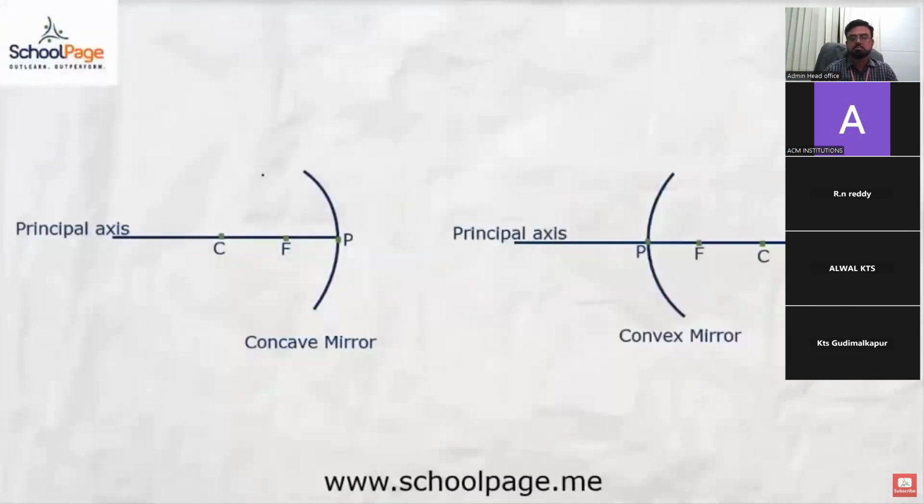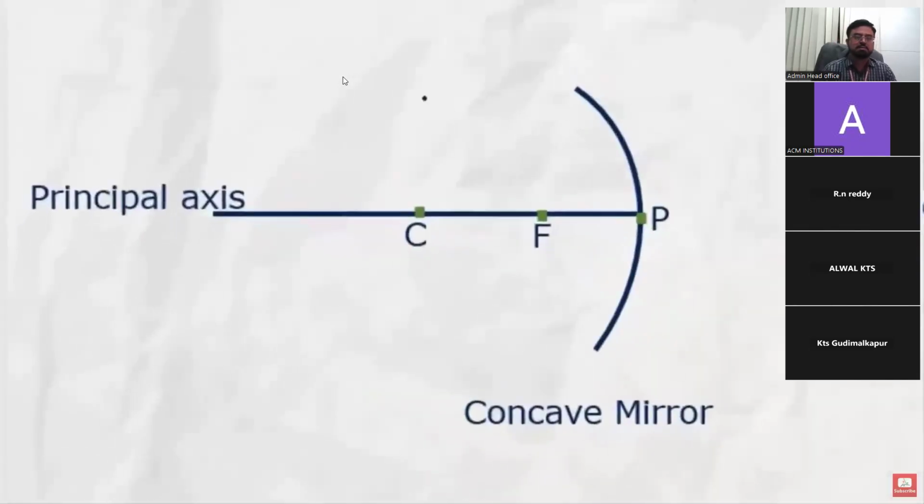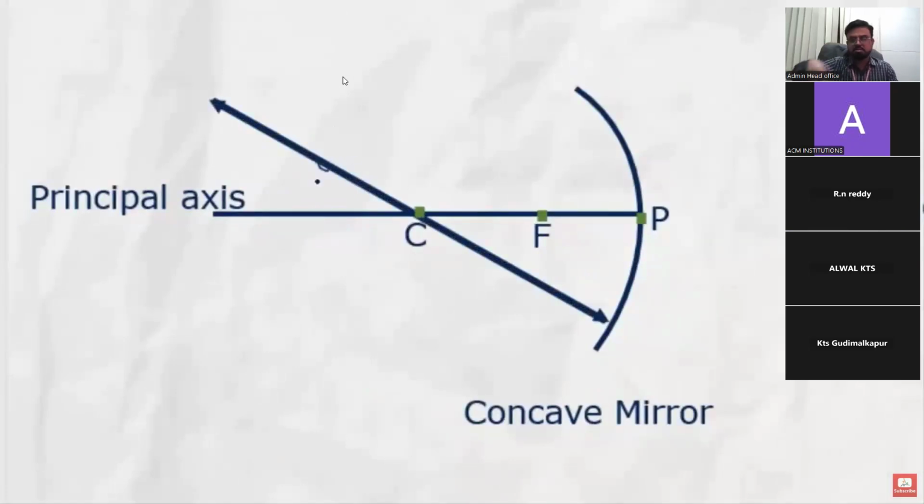In the third case, let's see in which direction a ray of light gets reflected when it passes through the center of curvature. So this is the third rule for obtaining the images formed by spherical mirror. When a ray of light passes through the center of curvature for a concave mirror, after reflection it is reflected back along the same path. So you can see here the incident ray is reflected back in the same direction. That is, the light rays trace back along the same path because the incident rays fall on the mirror along the normal to the reflecting surface.